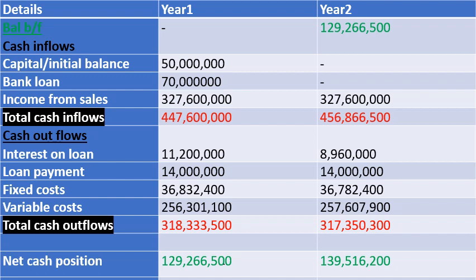So you do the same, you add them up, your cash outflows, and you get the difference: 456,866,500 minus 317,350,300. Then you come to 139,516,200 as your net cash position. So if you ask what is the position of your business, I say again here, this business has a net surplus. Our inflows are exceeding our outflows. Hope everything is clear. So let's continue.